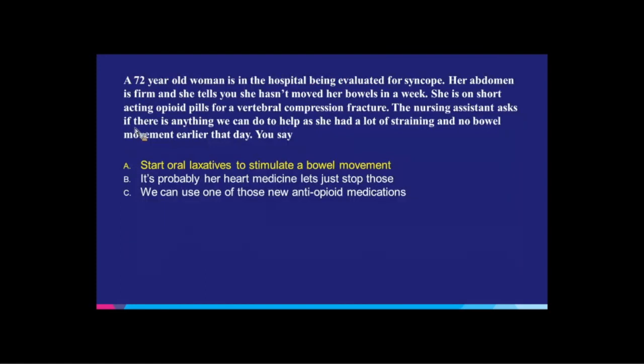So for the last case here, start oral laxatives to stimulate a bowel movement. If that fails, then probably go to the anti-opioid medications. It is, of course, always good to think about the heart medicine, but if you're on the opioids, let's attack those first, because probably the heart medicine you've been on for a long time is probably not causing new constipation. So that is what I have to say.